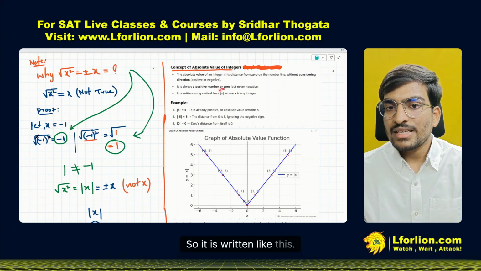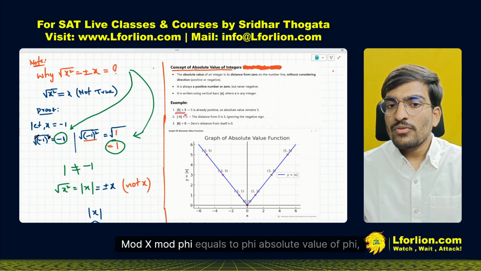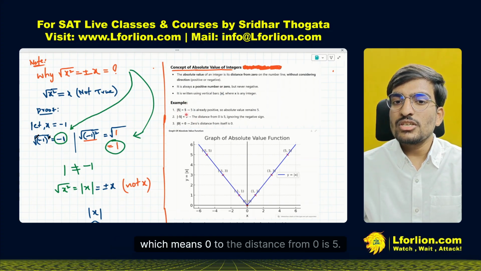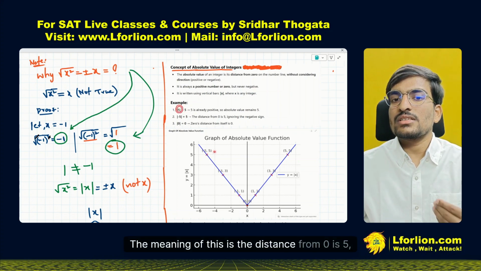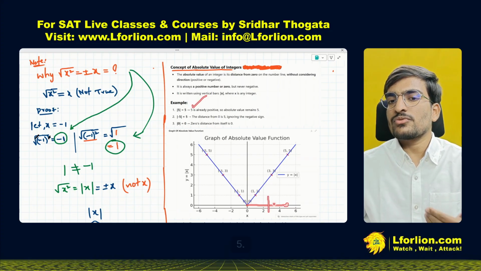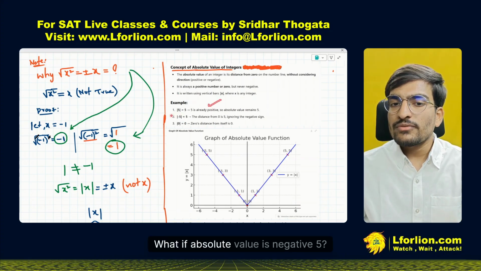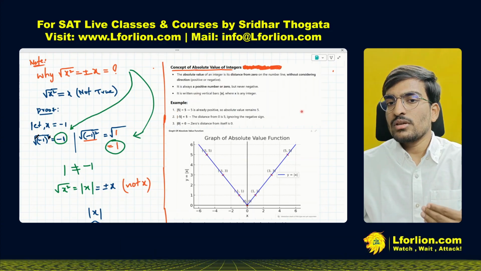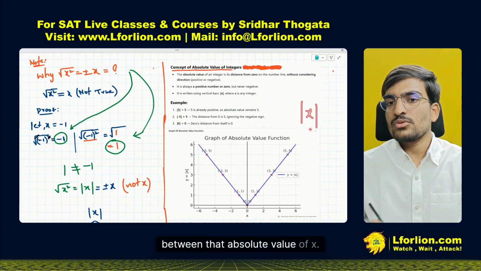So it is written like this. Absolute value is written like this: mod x. Mod 5 equals 5. The absolute value of 5 means the distance from 0 is 5, which is 5 only because it is already positive. The distance is positive 5. So absolute value is positive. What if the absolute value is of negative 5? This is the meaning of absolute. That's how we represent it, with two vertical bars around x, the absolute value of x.